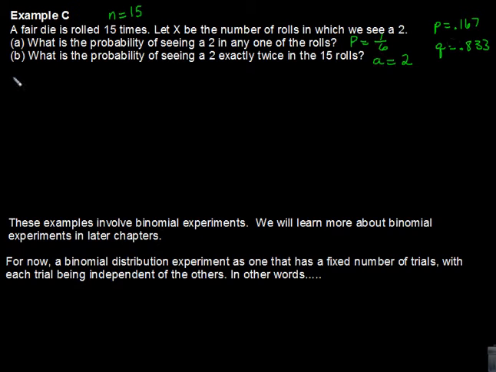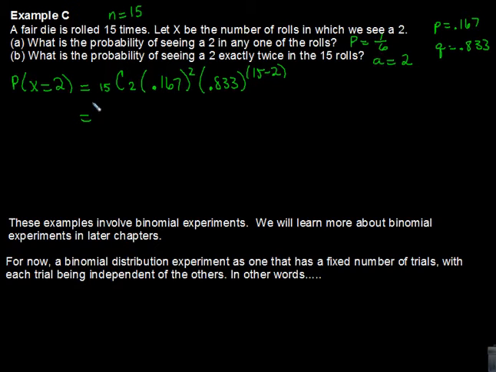Okay, so our probability that X is 2, now we're trying to find a 2, we have 15C2 with 0.167 squared, because we've got 2. And then we have 0.833 to the 15 minus 2. When we calculate 15C2, I'm going to do that in the calculator.